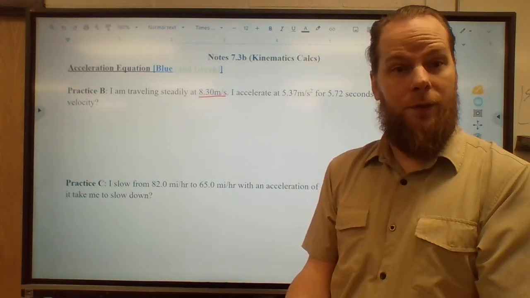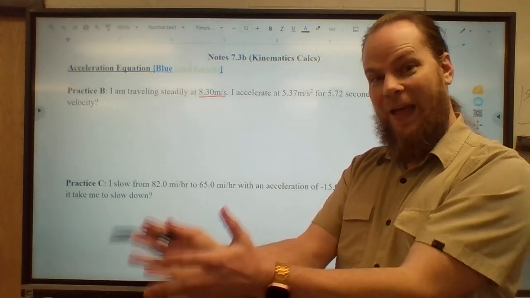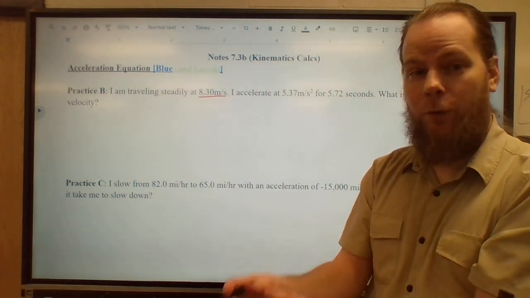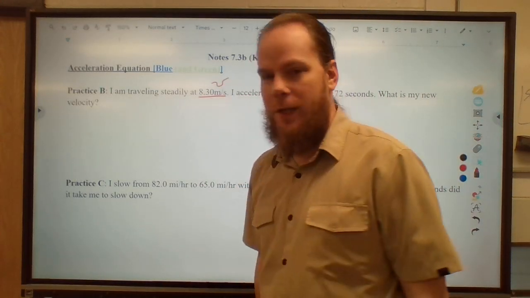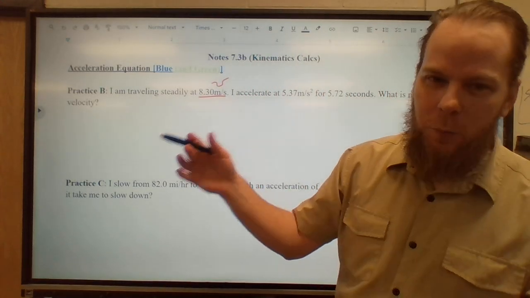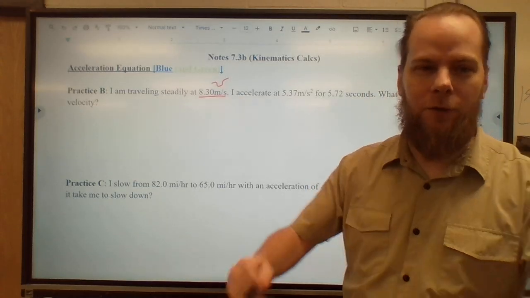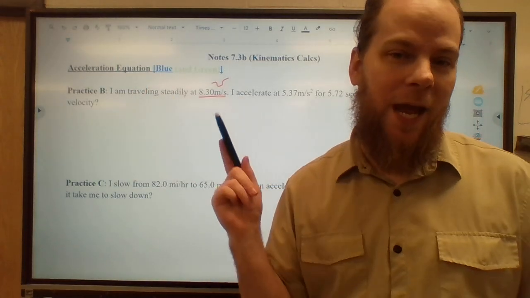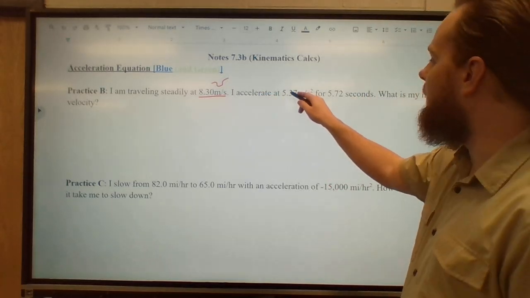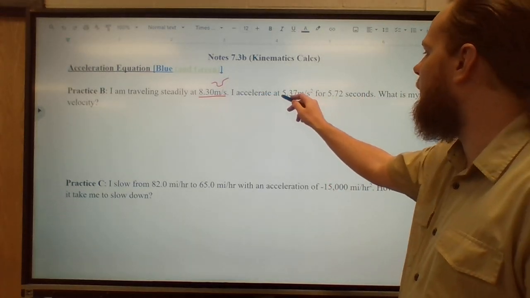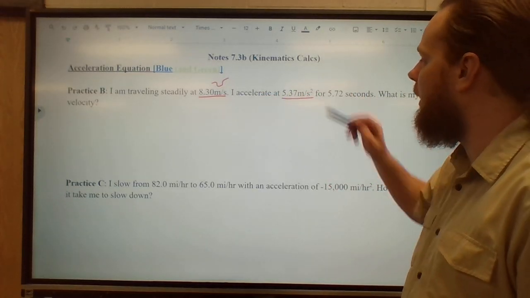I am traveling steadily at 8.3 meters per second. That is a velocity or speed, so this has to be v. Which v? Some of you may have figured that out already, some of you may not. But we're going to say, this is a v. I accelerate at 5.37 meters per second squared.